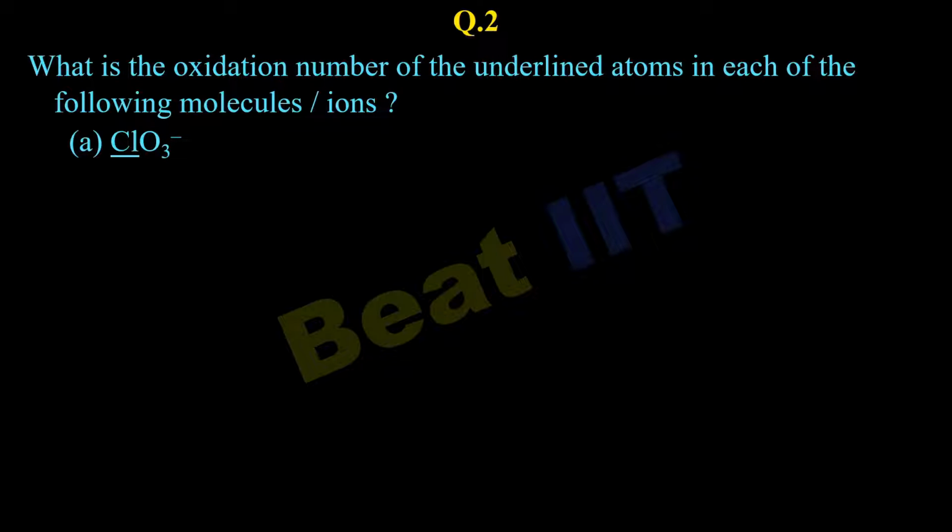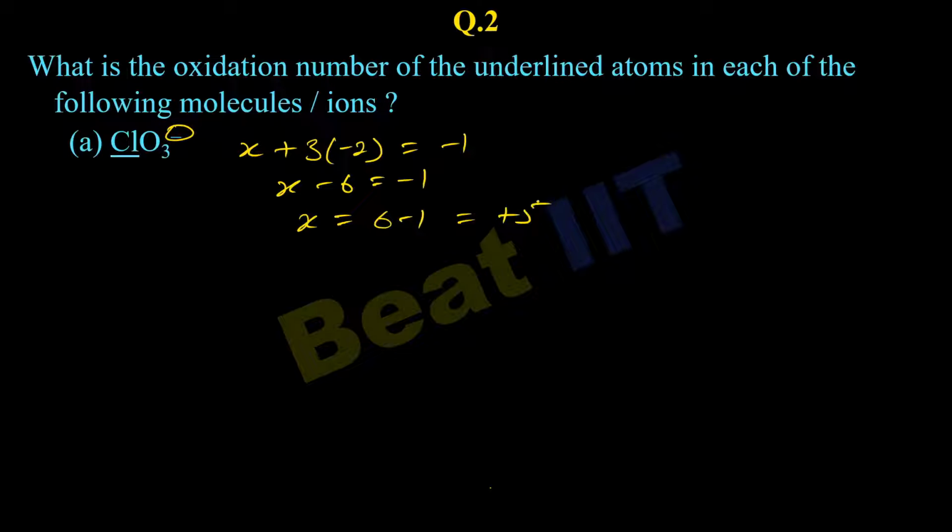What is the oxidation number of the underlined atoms in each of the following molecules or ions? First one is ClO3 minus. The sum of all oxidation states will be equal to the charge. So if chlorine's oxidation number is X, we will say X plus 3 oxygens. O3 means 3 oxygens, 3 times minus 2, equals the overall charge, minus 1. X minus 6 equals minus 1. X will be 6 minus 1, that is plus 5. It means the oxidation number of chlorine in ClO3 minus will be plus 5.